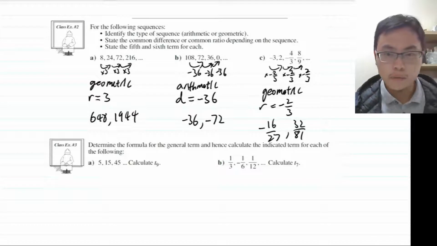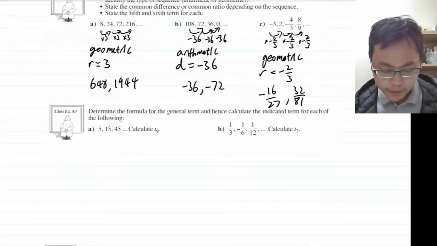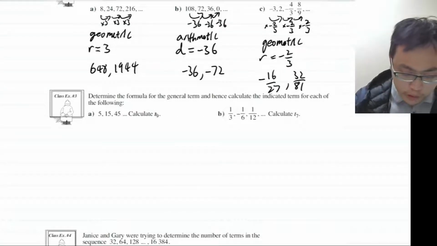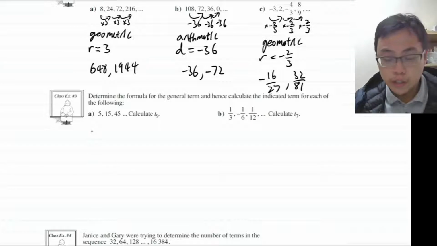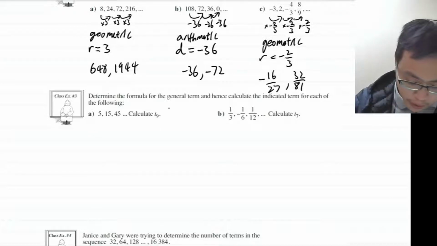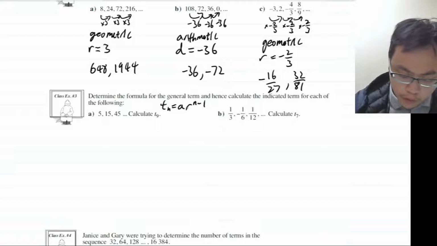Okay, now let's move on to the next question. Determine the following formula and find the ninth term for this one. Okay, so here, the first thing we need to do when we want to work out what the general term is, let me just quickly write down Tn. Tn is equal to a times r to the power n minus 1. So we need the first term, we need the common ratio, and we need the number of terms.